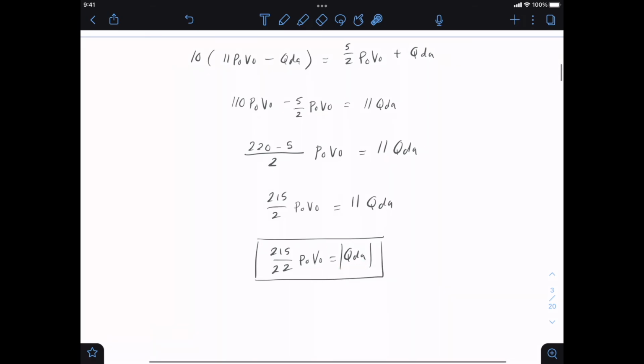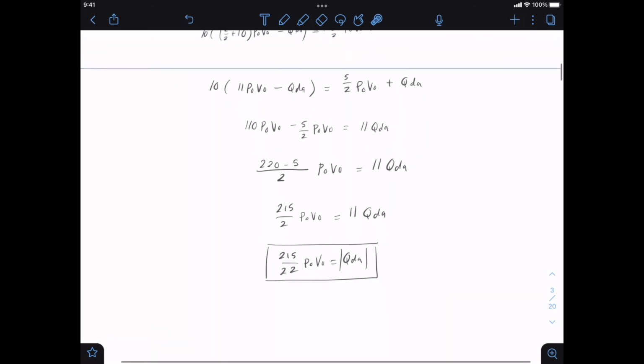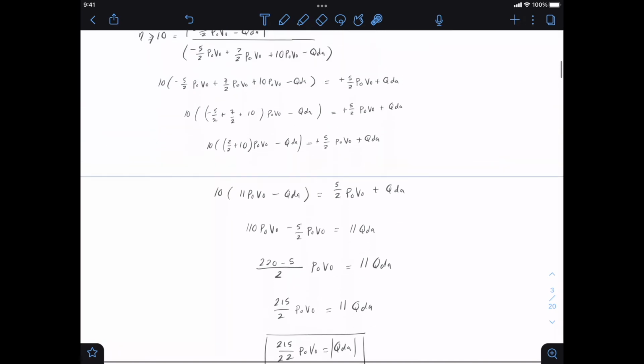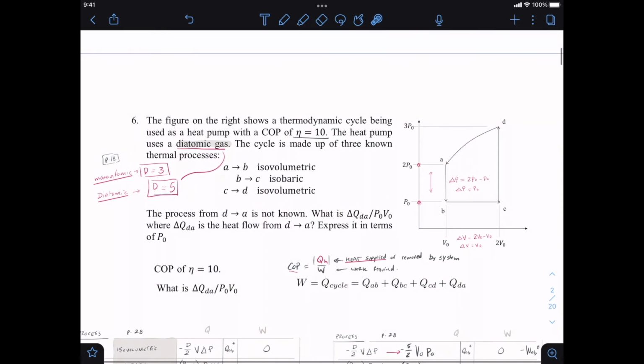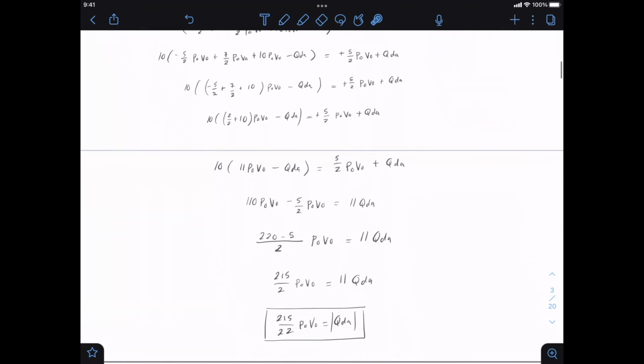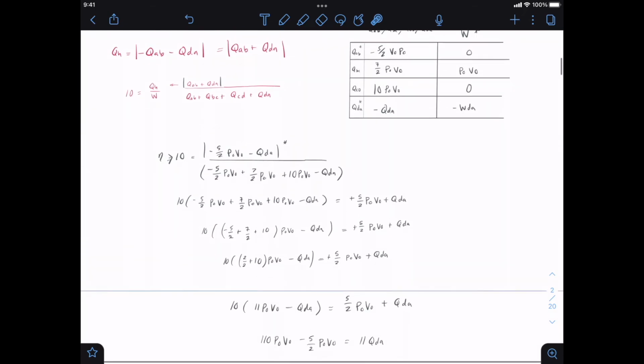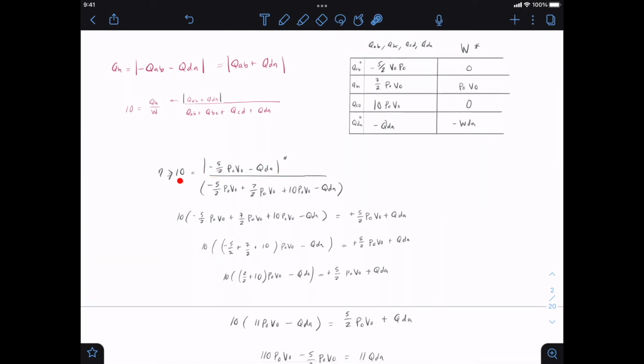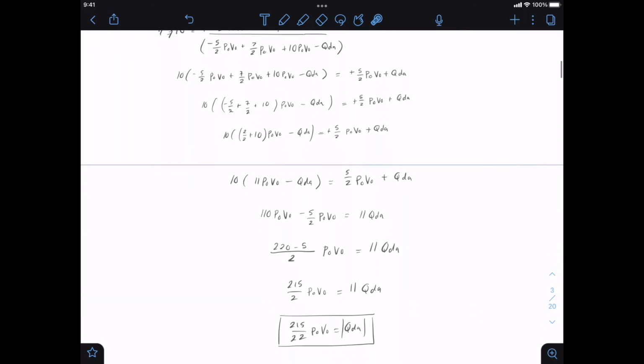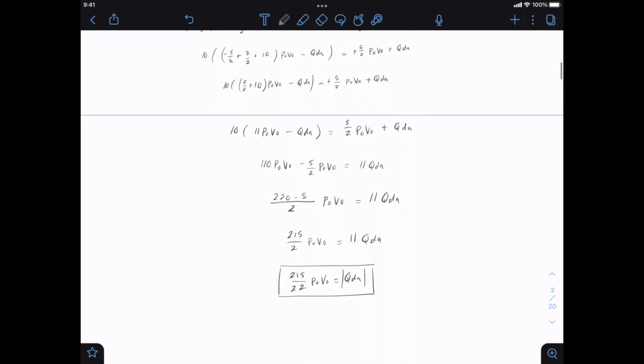Remember that my QDA is negative, right? Because I have a negative heat transfer, because this is going down. So in the end, I would just need to be careful with my sign convention here. Just because when we did solve this, we were taking the absolute value to find this 10. So when I'm solving for this QDA, I just want to be careful about the sign convention here. Okay, so just make sure to be cautious about that.